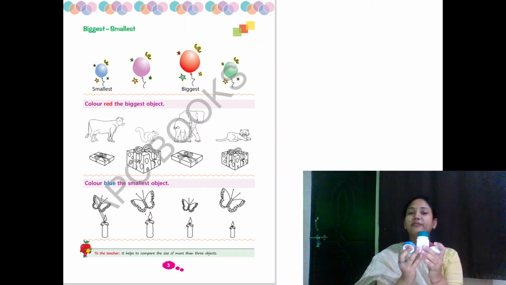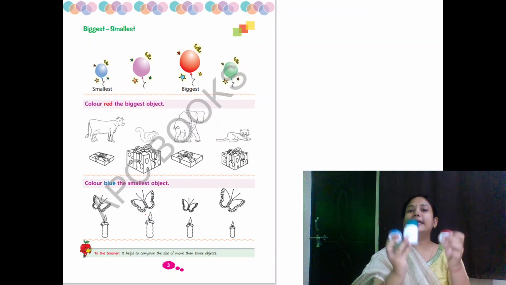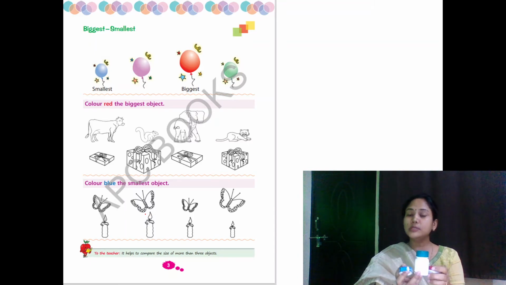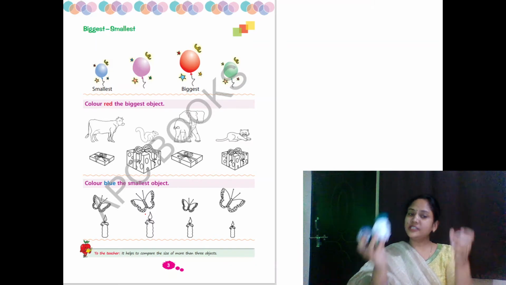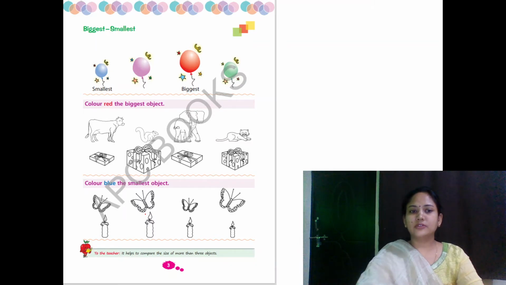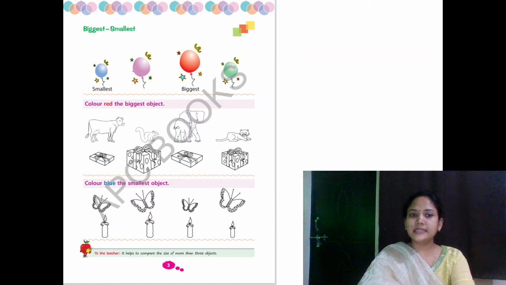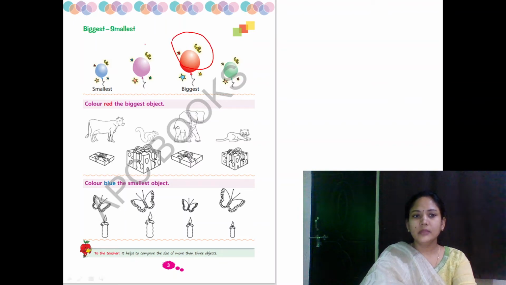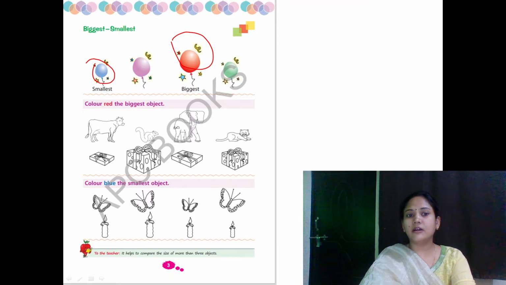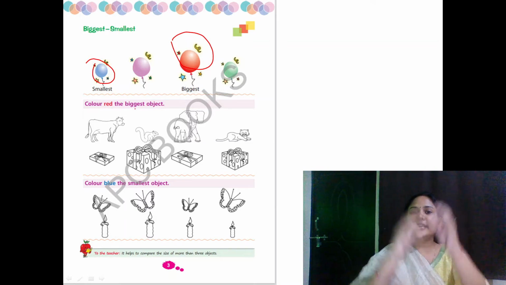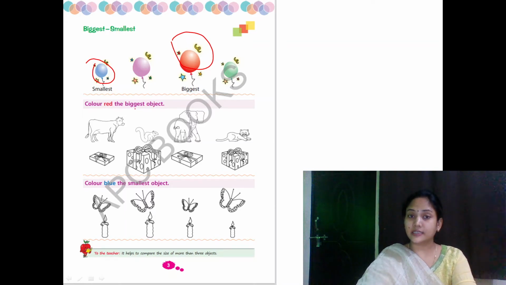Okay, so when we compare the size of more than two objects, we use the term biggest and smallest. Now see here, you can see the balloons also, biggest and smallest, right? The red one is the biggest and the blue one is the smallest. Now color red the biggest object. आपको क्या करना है इस क्वेश्चन में? सबसे बड़े ऑब्जेक्ट को रेड कलर करना है.